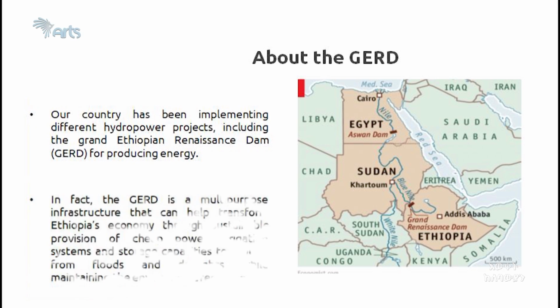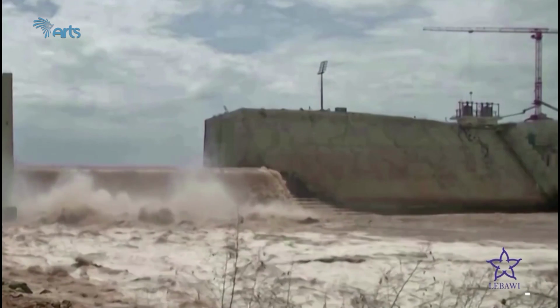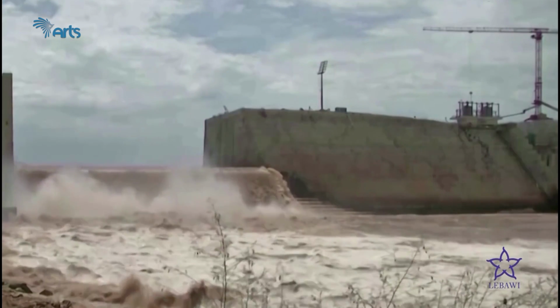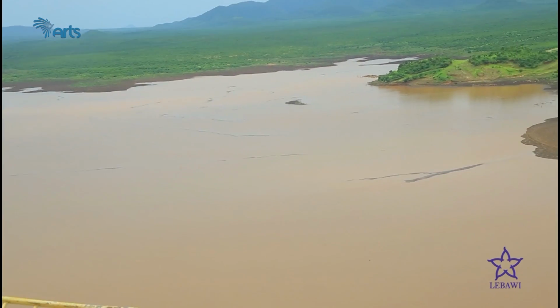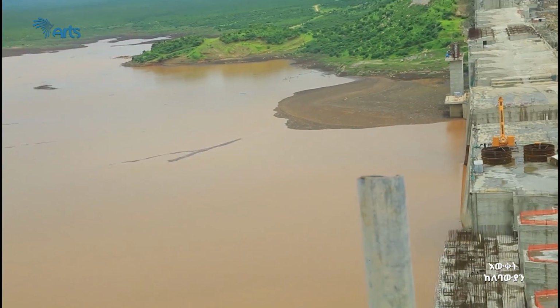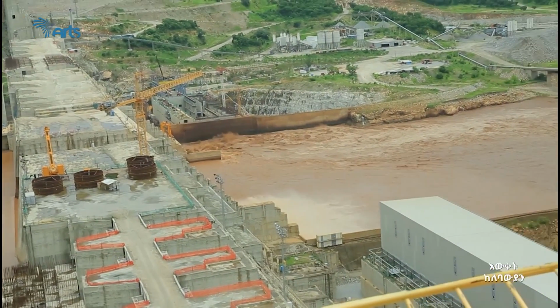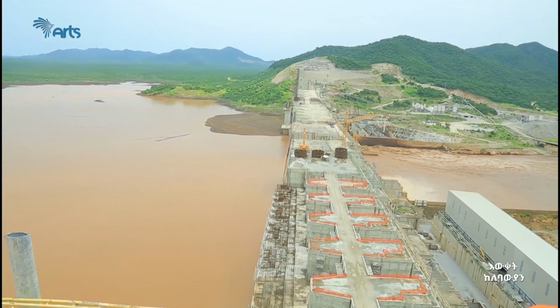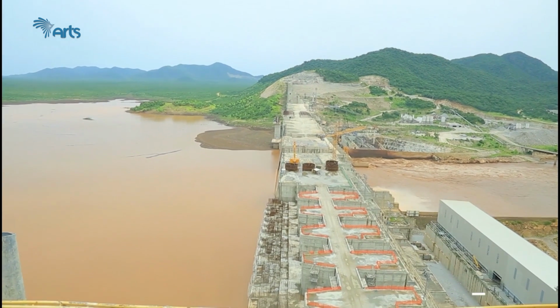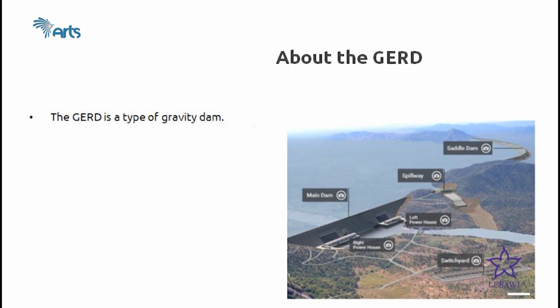Our country has been implementing different hydropower projects, including the Grand Ethiopian Renaissance Dam, for producing energy. In fact, the GERD is a multi-purpose infrastructure that can help transform Ethiopia's economy through sustainable provision of cheap power, irrigation systems, and storage capacities to protect from floods and droughts while maintaining environmental regulation. The GERD is a type of gravity dam.